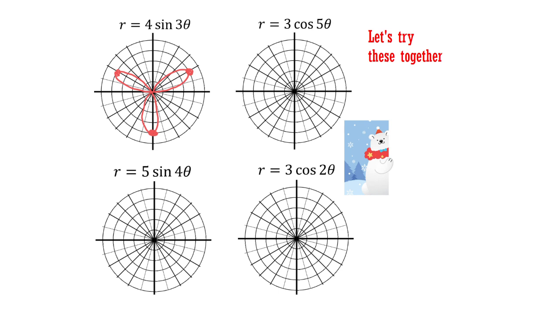All right, next one. On this one here, the 3 tells me that that's going to be my maximum radius, so I'm going to go 3 rings out when I'm drawing this. The 5 tells me how many petals. It's odd, so I'm going to have exactly that many petals. I'm going to have 5 petals. But this one is a cosine. And remember that cosine always, always, always has a petal on the right, on that polar axis. So there's my first one.